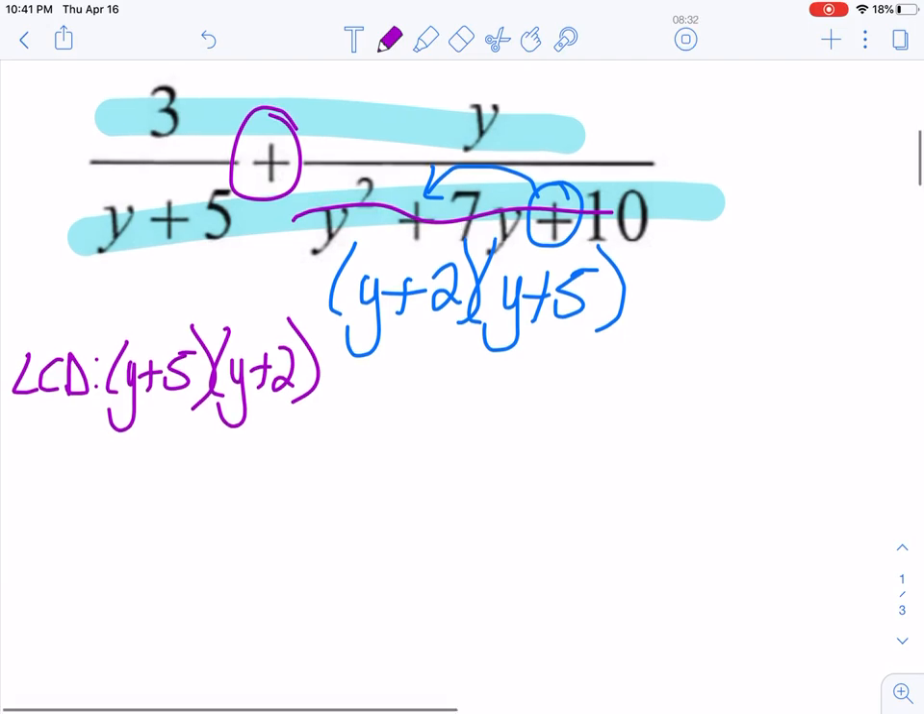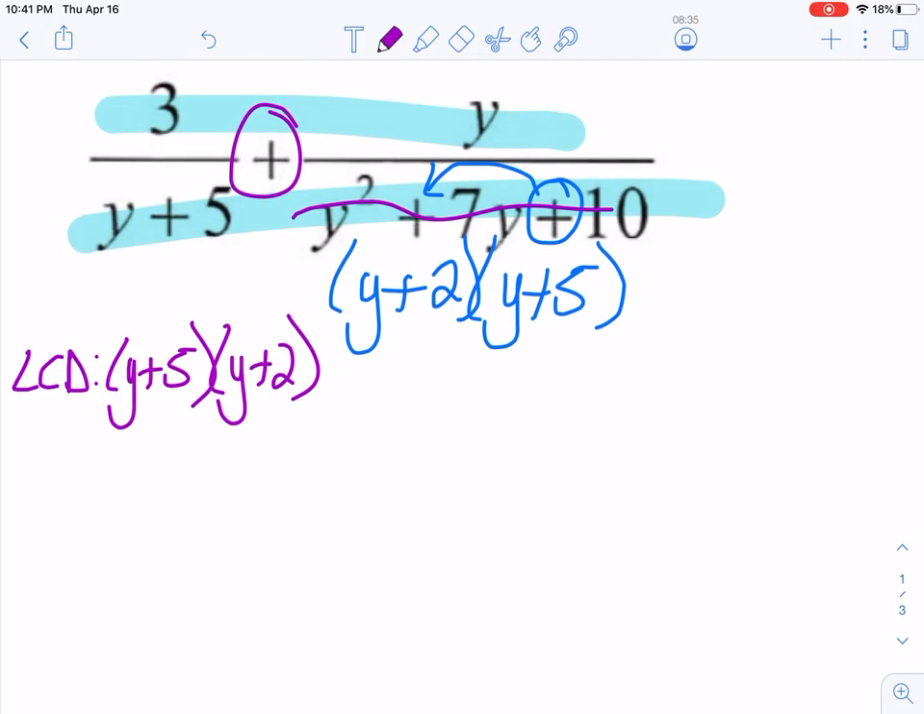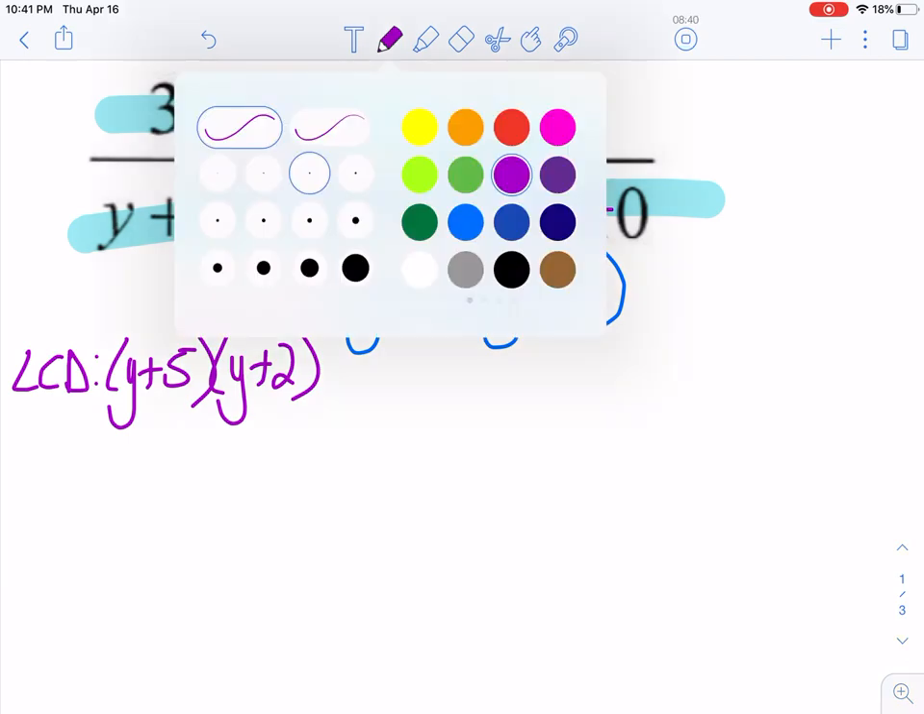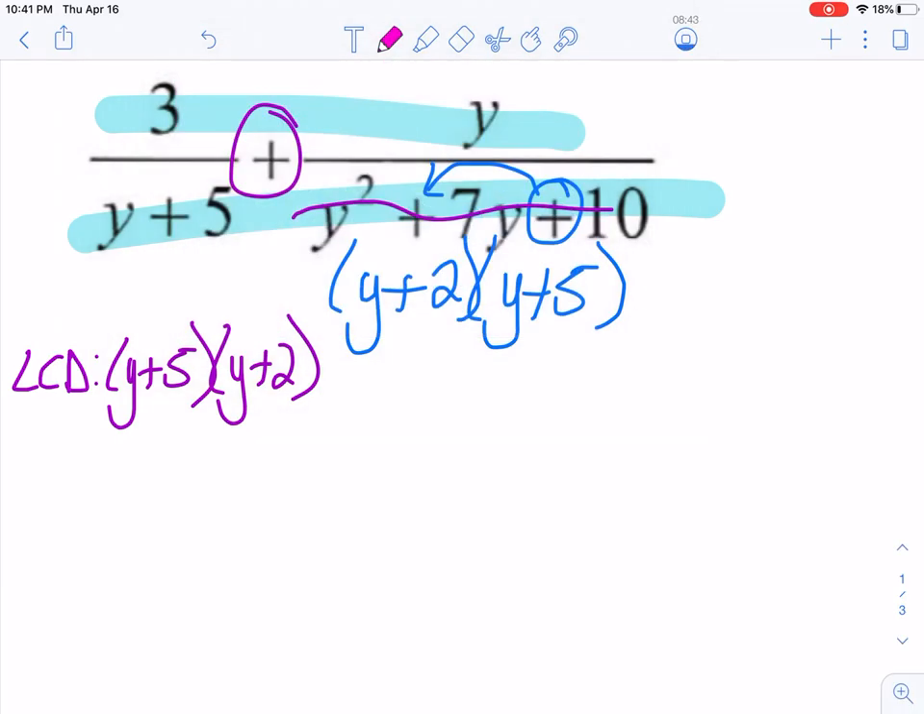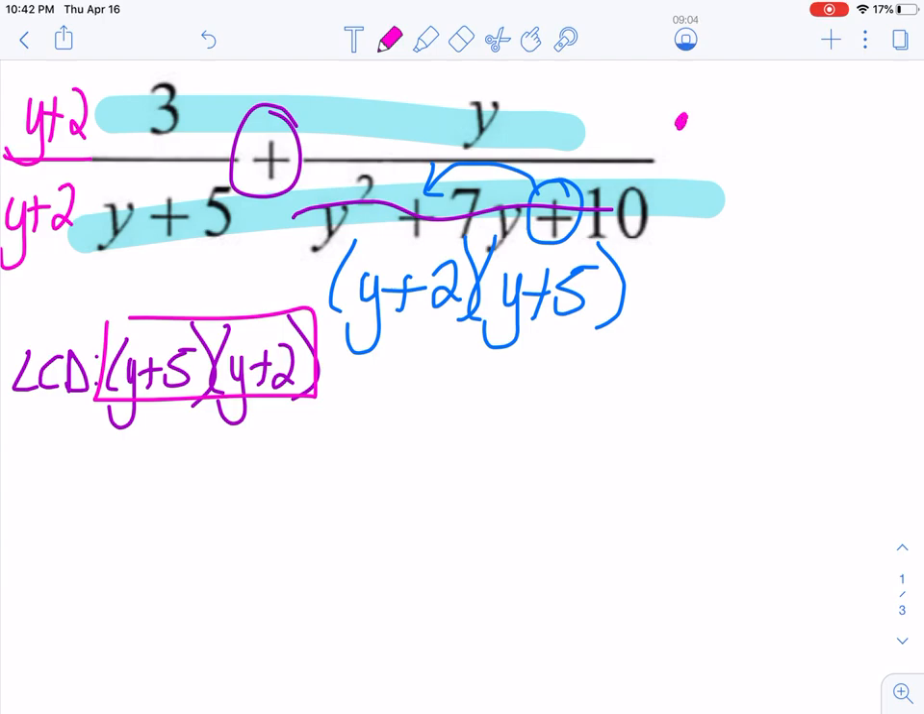All right. The next thing we have to do is multiply each fraction, top and bottom, by whatever we're missing to get the LCD. So let's go pink here. In my first fraction, I got a y plus 5 in the denominator. All I'm missing to get to this is y plus 2. So I'm going to multiply top and bottom by y plus 2. Over here, my LCD is y plus 5, y plus 2. That's exactly what I have. So technically, I don't have to multiply by anything, but just for showing you guys, I'm going to show you that really I'm just multiplying by 1.